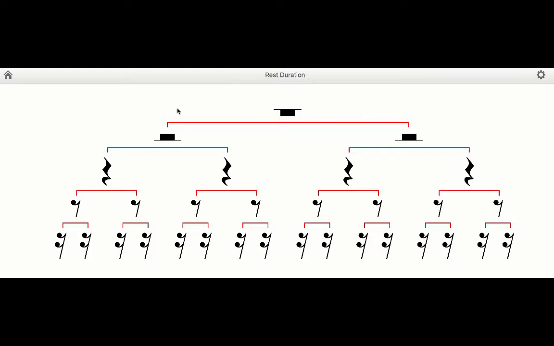A whole rest takes up the whole measure. A half rest takes up half of a measure. A quarter rest takes up a quarter of the measure. An 8th rest takes up 1/8 of the measure. And a 16th rest takes up 1/16 of a measure.